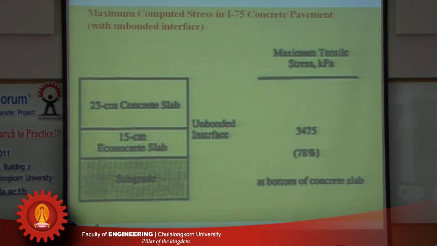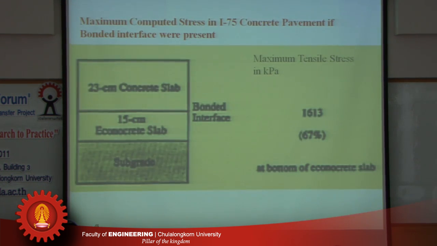Okay, and this is the analysis of the I-75, the one with the long slab that broke in half. This was constructed with concrete over the econocrete, but these two layers were not bonded. And so we have relatively higher stress. If they were bonded, the stress would be much lower, and the percentage of this stress to strength ratio would be lower. But this was not done.